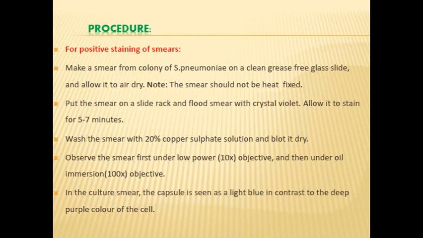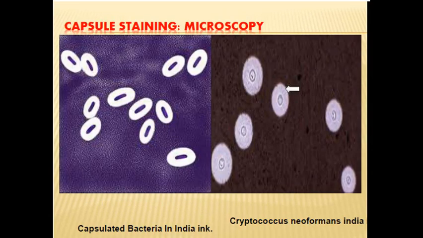In the culture smear, the capsule is seen as light blue in contrast to the deep purple color of the cells. Whenever we observe the slide under the microscope, we can see such a picture. This one is the capsule, which is colorless, and this one is the purple background. So these are the capsulated bacteria as seen under the microscope.